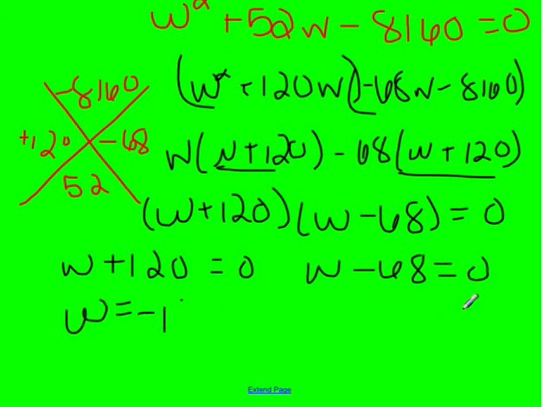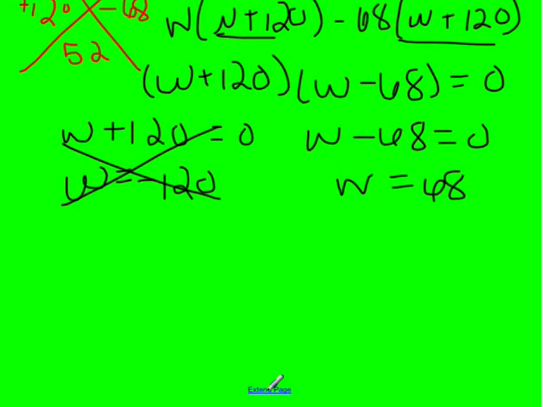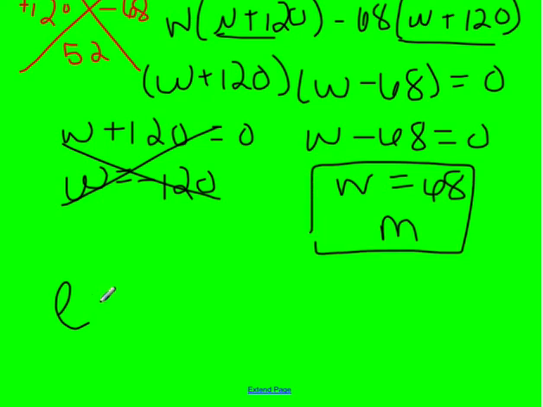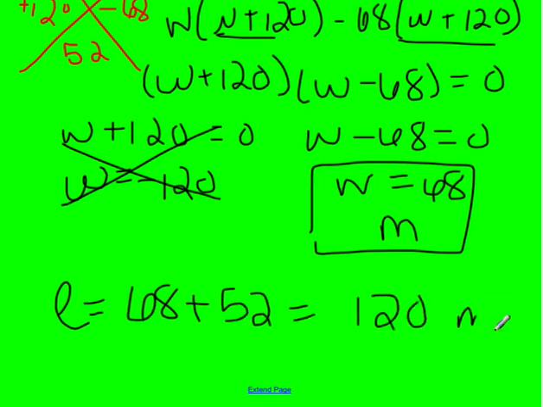Well, a negative 120, negative distance doesn't make sense when we're talking about a rugby field. So my width is going to be 68 meters. Now it asks for the dimensions, so I need to find the length as well. So there's my width. To get the length, I need to take my width and add 52. And then I end up getting 120 meters. So my length is a positive 120 meters. My width is 68 meters.